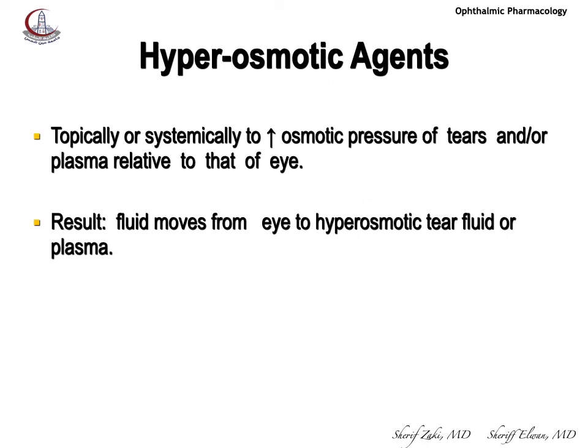Now the hyperosmotic agents are topically or systemically used to increase the osmotic pressure of tears and or plasma relative to that of the eye, with the result of fluid moving from the eye to a hyperosmotic tear film or plasma, therefore decreasing the volume of the eye and decreasing its turgor.